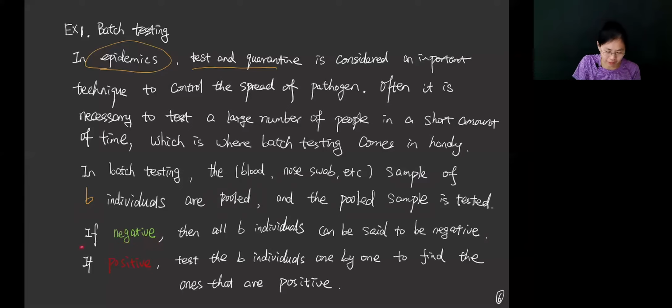So when we have a negative test for the pooled sample, we know that implies all the individuals in the batch are negative for the pathogen. Then we don't have to do any more tests. So one test will tell us all B individuals do not have the pathogen. But then if the pooled sample is tested positive, we need to do more testing. We need to test the individuals one by one to figure out which of them have the pathogen.